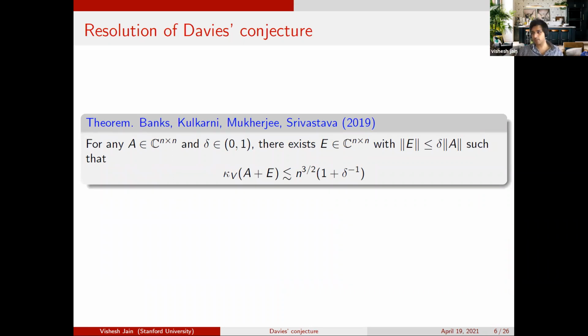And in the same paper of Banks, Kulkarni, Mukherjee, and Srivastav, they were also able to resolve Davies conjecture, right? They were able to show that you can find a perturbation of relative size delta such that the eigenvector condition number is 1 over delta up to a small polynomial factor of n to the 3 halves. Actually, I believe there is a conjecture that there shouldn't be a dependence on n, and I spoke to Nikhil Srivastav once, and he said that there are people who work in operator theory who care about this kind of thing. So they can work in infinite dimensions.